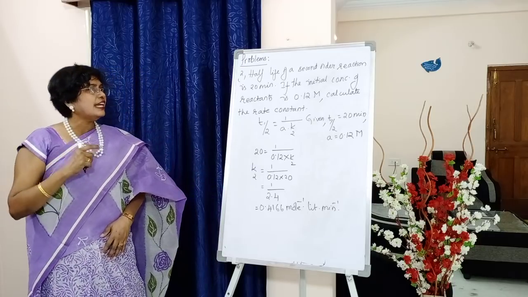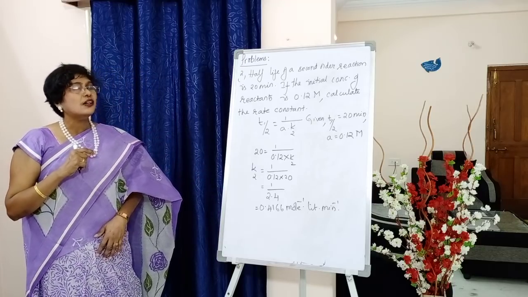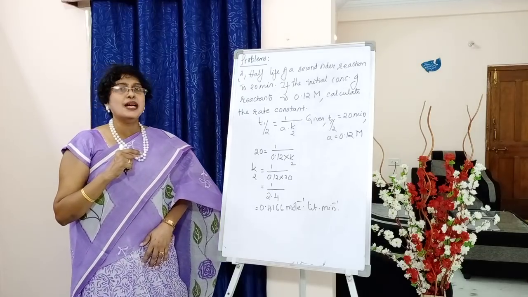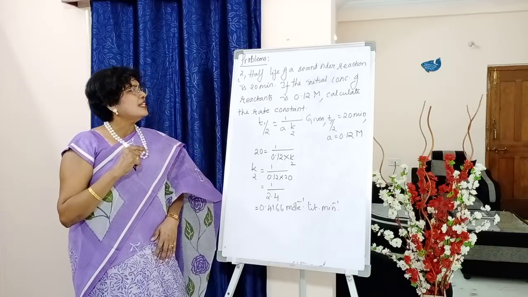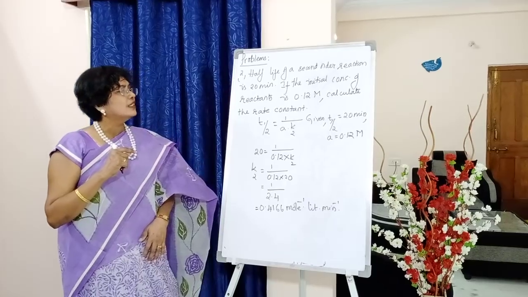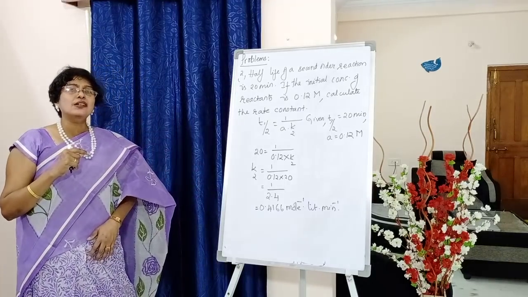Calculate the rate constant. Okay. So half-life T half is given how much? 20 minutes. So initial concentration A is 0.12 M. Next, K2 is equal to question mark.